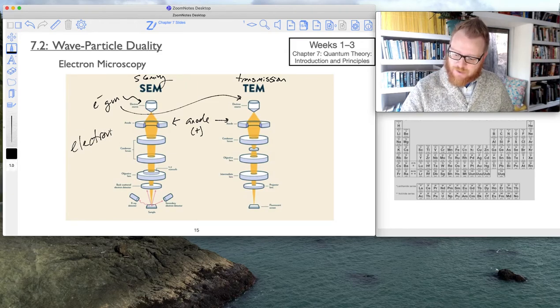Electron optics. Get out of here, Siri. I didn't ask for your help. They're listening to me. Jeez.